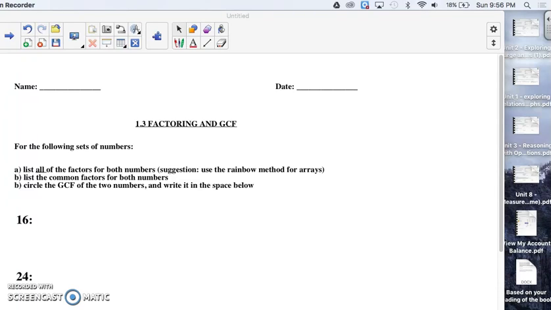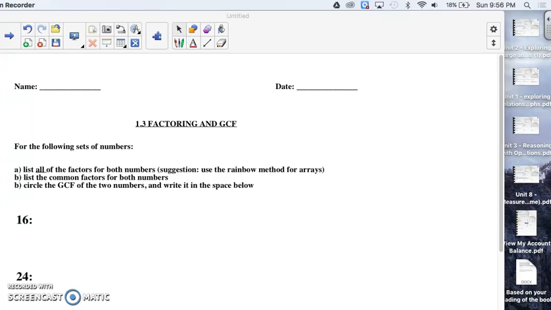Recording now, this is lesson 1.3 on factoring and GCF. Before watching the recording, please make sure that you have the 1.3 factoring and GCF worksheet in front of you, along with a pencil, and perhaps some different colored pens or pencils, which are optional if you choose to do the rainbow method for arrays, which is what I'm going to do on this video. So if you need to pause the recording to collect those items, please feel free to do so right now.